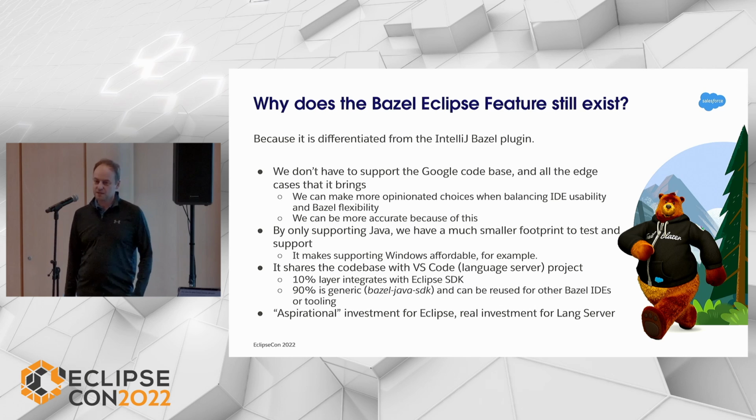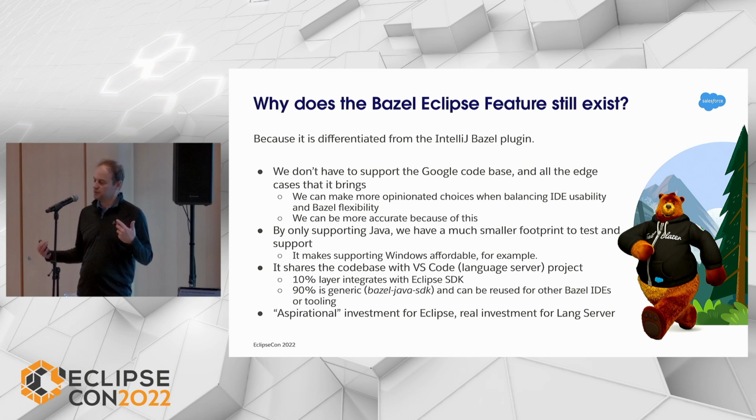And the reason is because what we're doing in Eclipse is differentiated from IntelliJ for several reasons. First, we don't have to support the entire Google code base. Apparently, the Google code base has all sorts of edge cases in Bazel, really interesting dependency hierarchies. We don't have to support all that, so we can be a little more opinionated about what Bazel configurations we actually support.